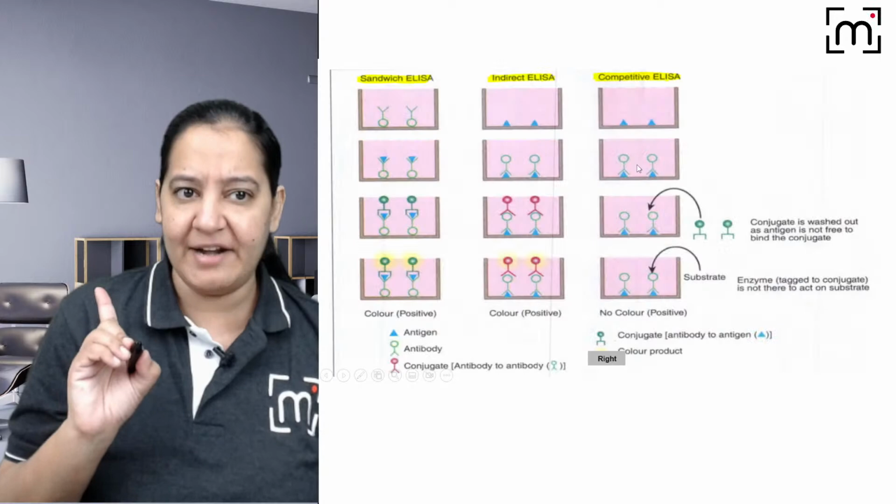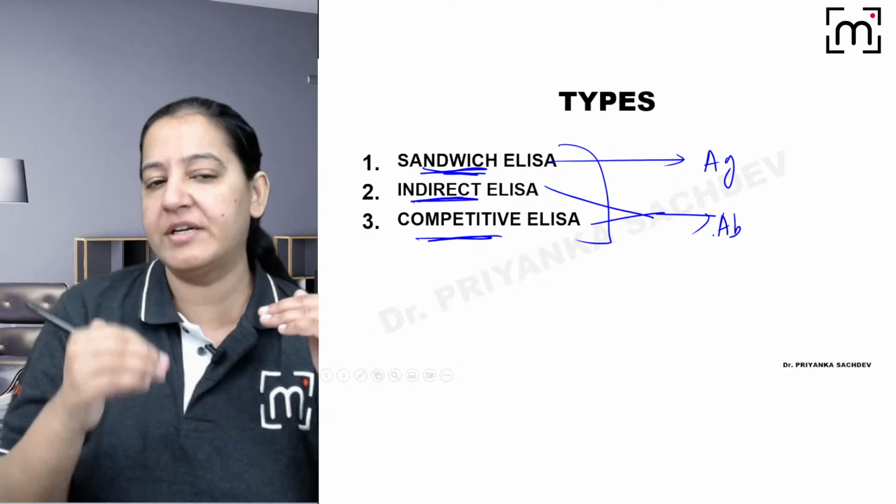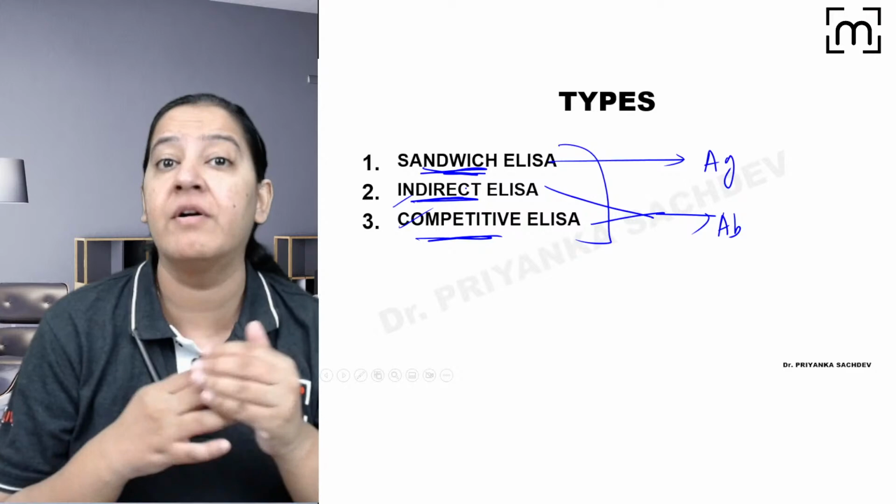In sandwich ELISA, we detect antigen in the sample. And in the next two ELISAs, that is indirect and competitive, we detect antibody in the sample. I will explain the difference in these two also. So this is the basic you have to understand. In sandwich ELISA, we detect the antigen in the sample of the patient, and in the next two ELISAs, indirect and competitive, we detect the antibody in the sample of the patient, right?